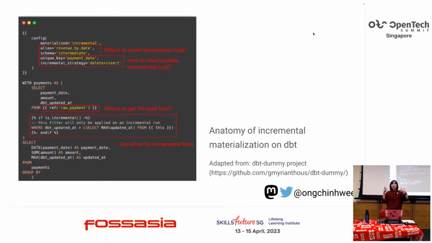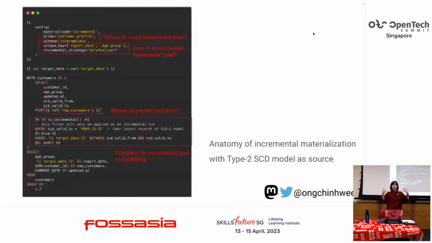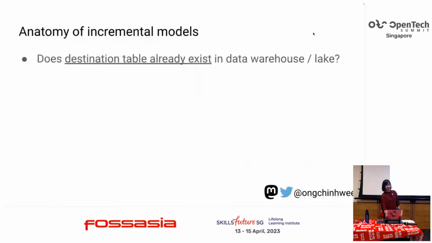So if we are looking at an SCD2, it's pretty straightforward because if you're doing just an incremental load, you just need to select the most current records and just load them in. So you can see, you can just look at what is the most current record and your job is done. Okay, so some things to think about when you are designing an incremental model is, does it already exist? Because if it doesn't exist, then you have to do the full load.